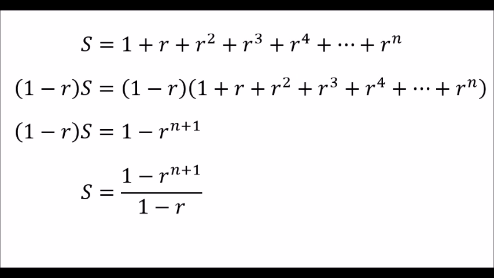Basically, every term except 1 and r to the n plus 1 will cancel out. The final step is to divide both sides by 1 minus r. That leaves us with an expression for the sum s in terms of r.